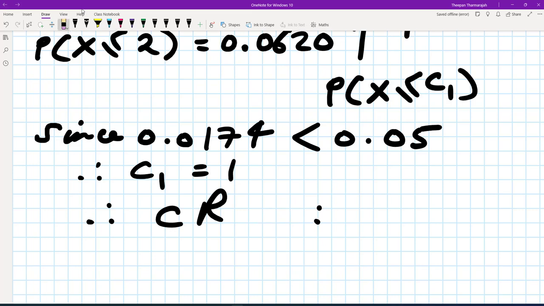We can infer, therefore, that the critical region is x is less than or equal to 1. And we're done.